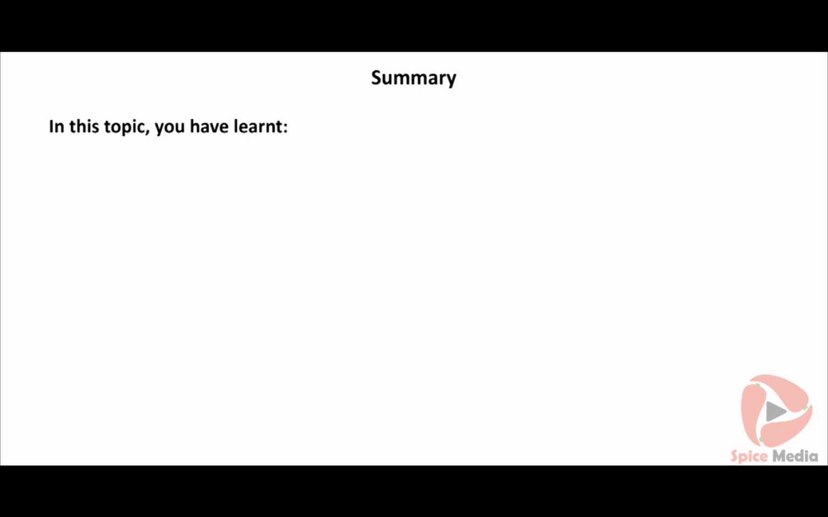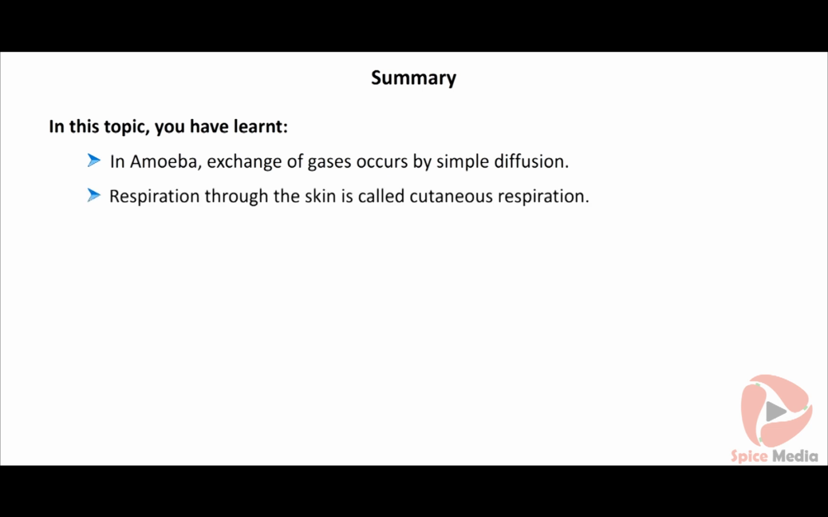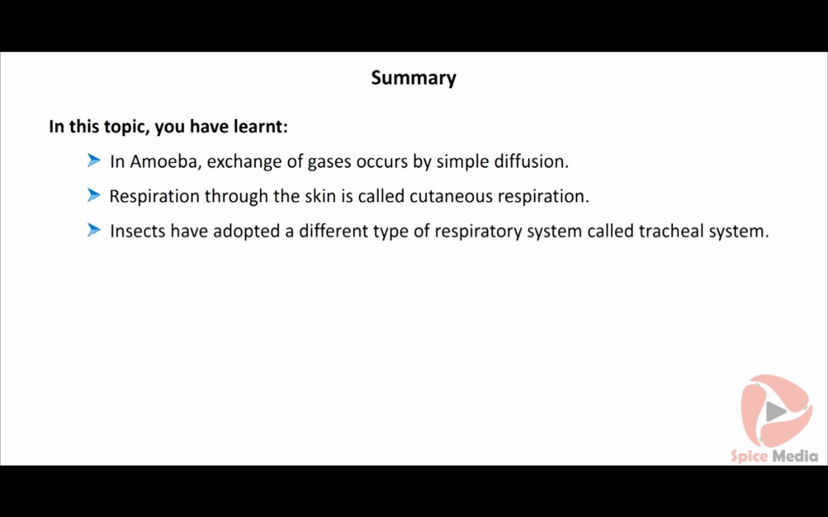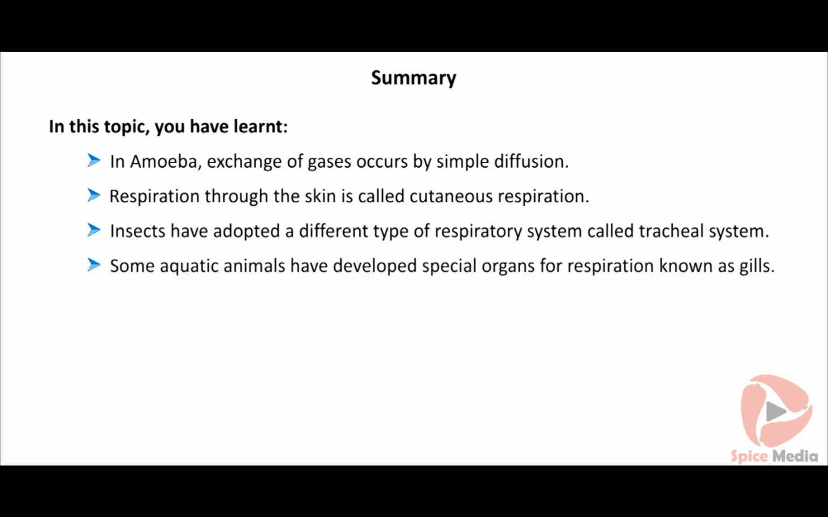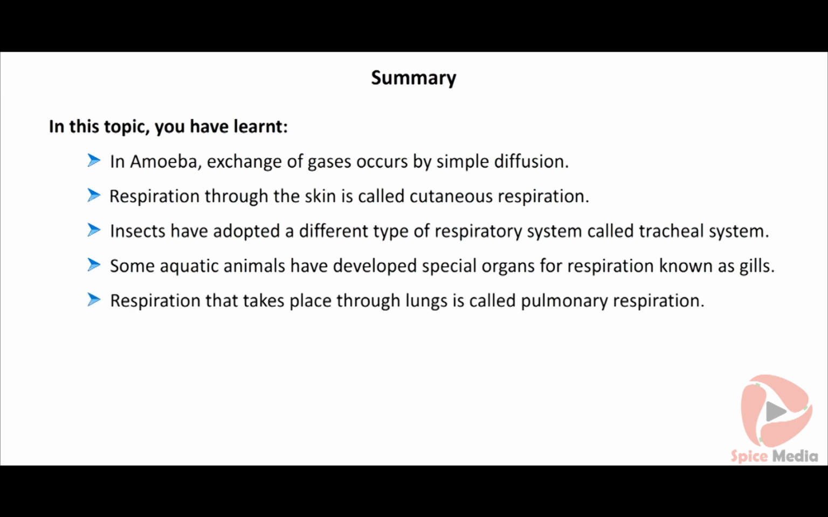In this topic you have learnt, in amoeba, exchange of gases occurs by simple diffusion. Respiration through the skin is called cutaneous respiration. Insects have adopted a different type of respiratory system called tracheal system. Some aquatic animals have developed special organs for respiration known as gills. Respiration taking place through lungs is called pulmonary respiration.